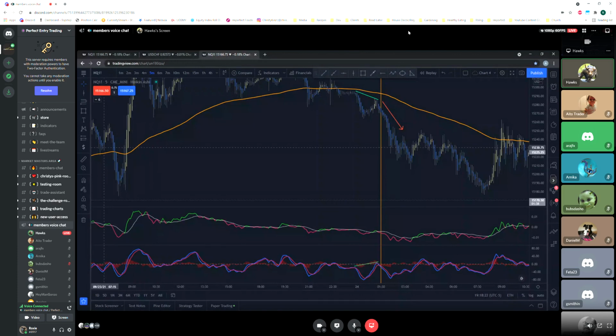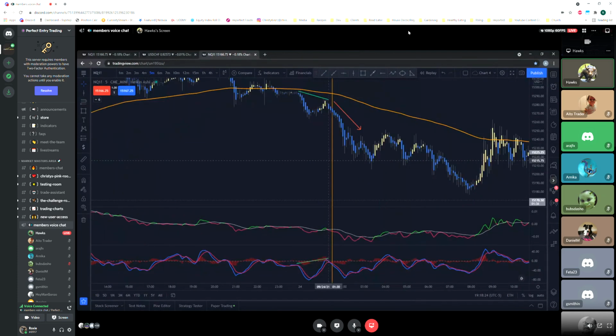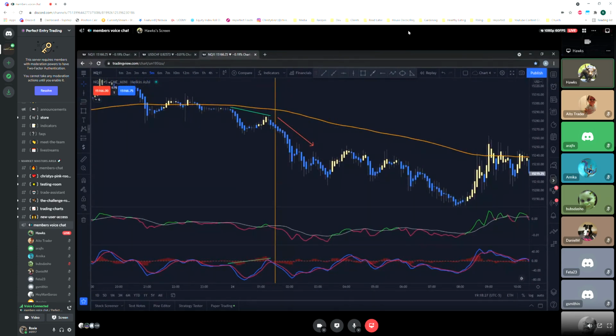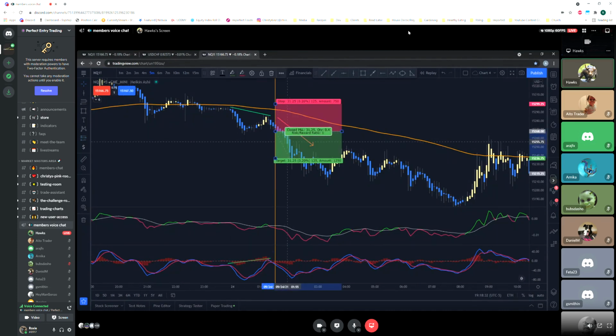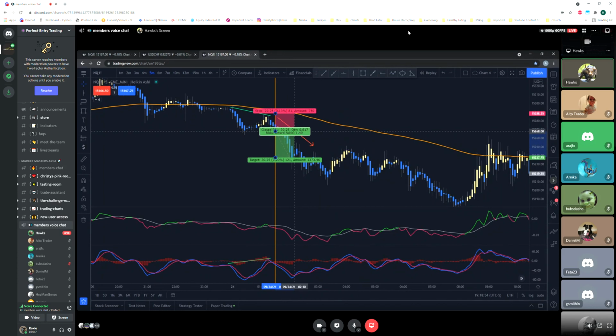structure. I know a lot of you like to use this as a guide. If you are getting in right here, you could put your stop right above the last swing high, and set your risk reward to like one to 1.5, which is about right there. You make pretty good profit right here. You got 30 points on the NQ.